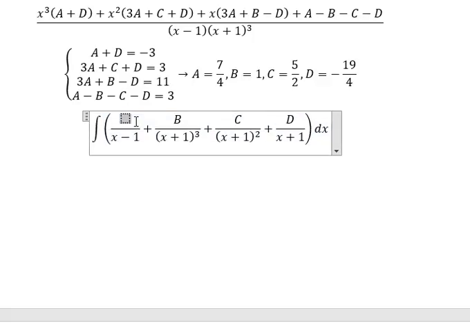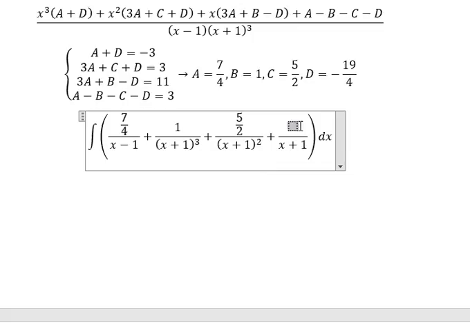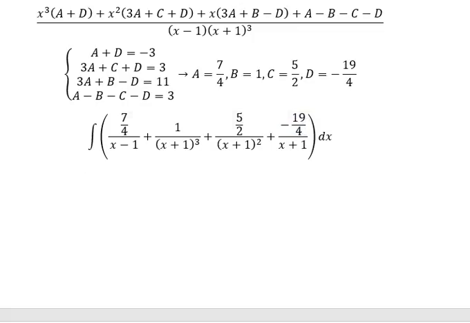A is 7 over 4. B is number 1. C is 5 over 2. D is negative 19 over 4. And now we can get the final answer.